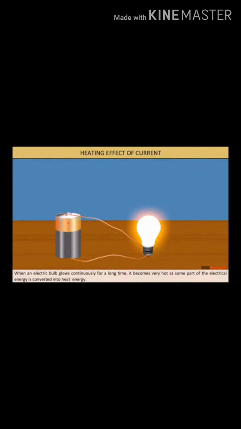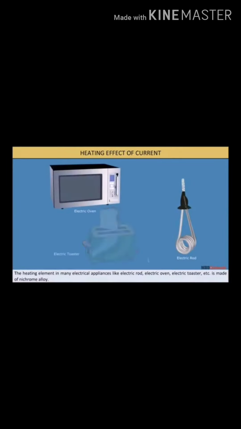Heating effect of current. When an electric bulb glows continuously for a long time, it becomes very hot because some part of electrical energy is converted into heat energy. This is known as the heating effect of the electric current. The heating element in many electrical appliances like electric rod, electric oven, electric toaster, etc. is made of nichrome alloy.